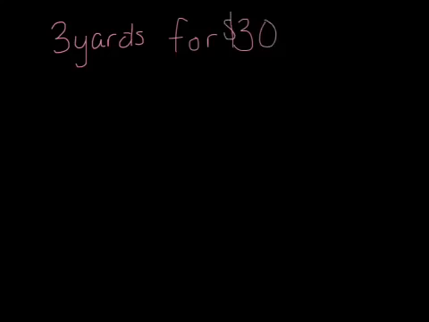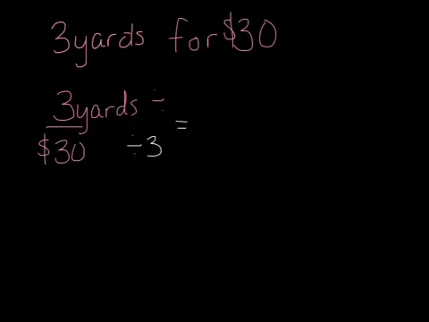We can set that up as a rate. So if I'm doing 3 yards for $30, I can set that up as 3 yards, and I will make $30 for those 3 yards. And I'm going to go ahead and simplify that by dividing both the numerator and denominator by 3. And I will get 1 yard for $10. So that means if you mow 1 yard, you're going to make $10, and if you mow 3 yards, you're going to make $30.